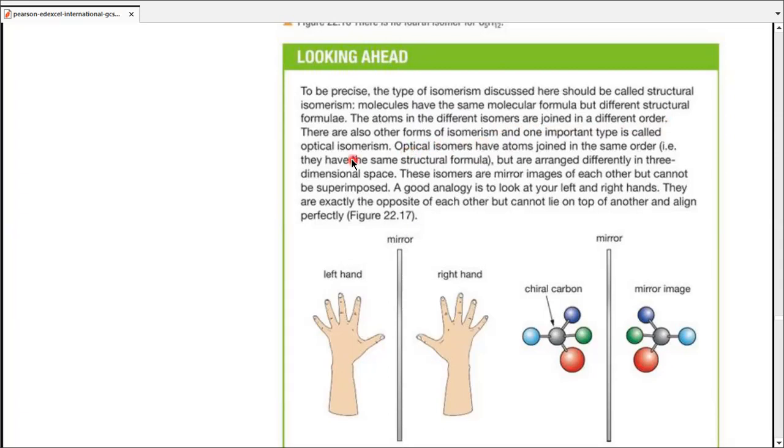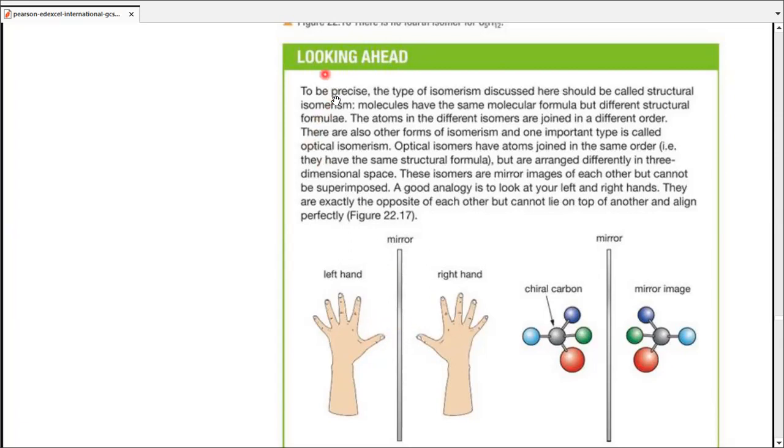There is another form of isomerism which is known as optical isomerism. Optical isomers have atoms joined in the same order. They even have the same structural formula, but are arranged differently in 3-dimensional space, just like mirror images. Remember, the left hand and the right hand of a human being are exact mirror images of one another, but they cannot be superimposed.